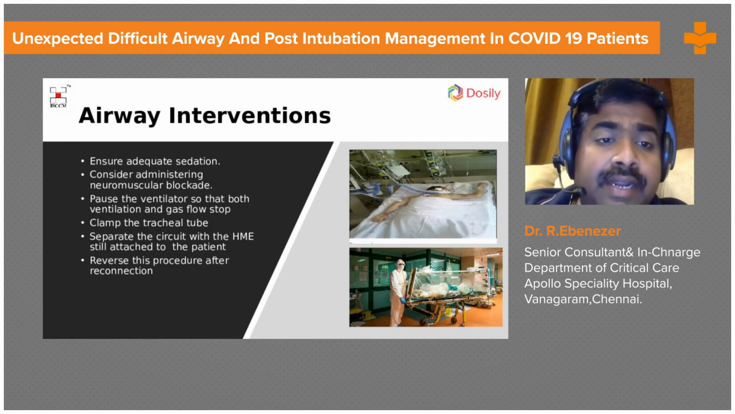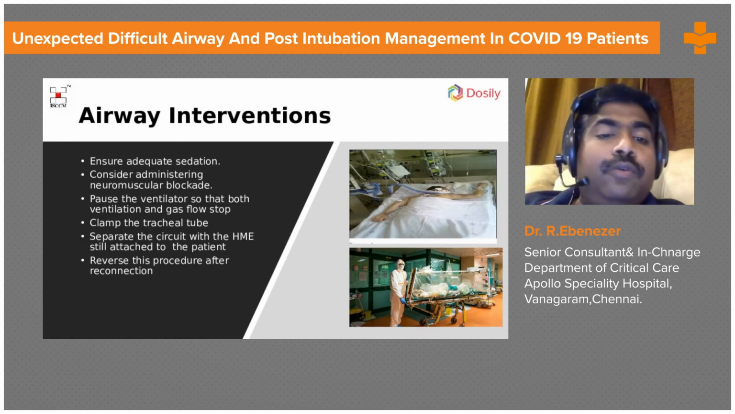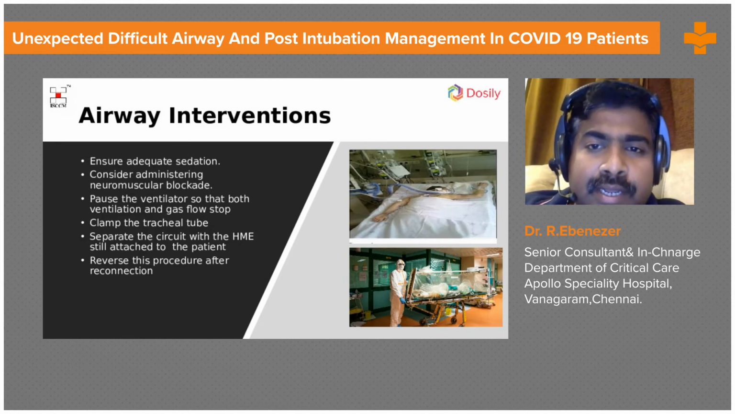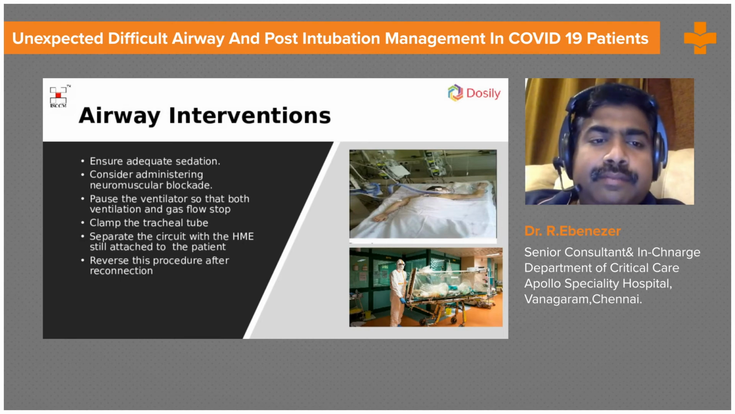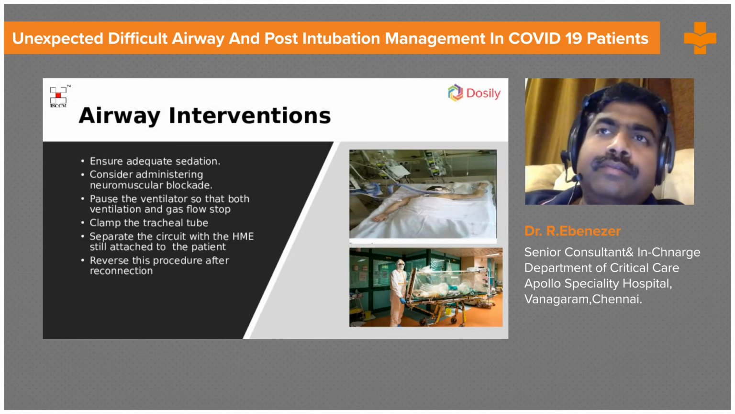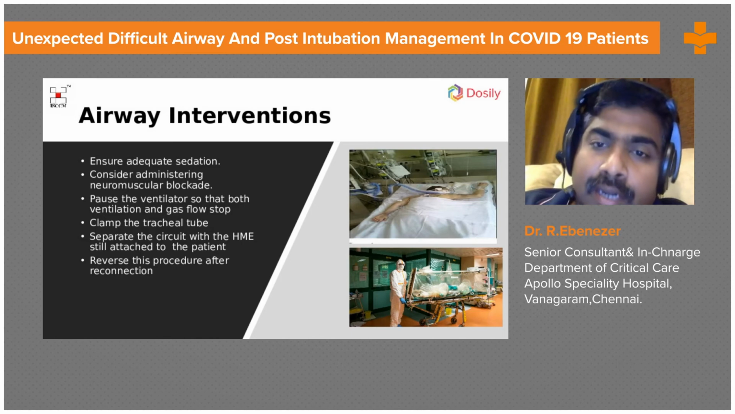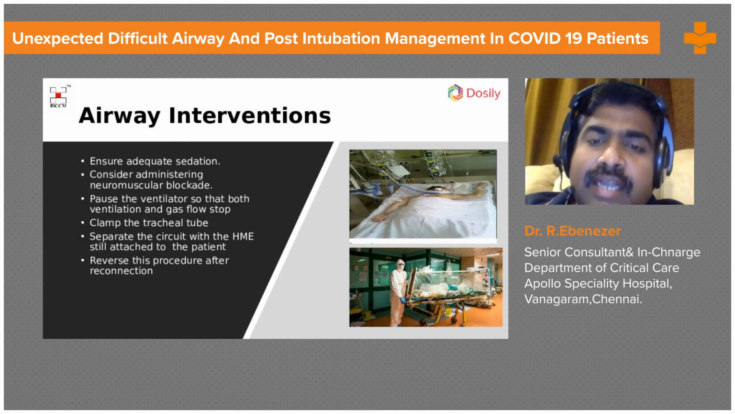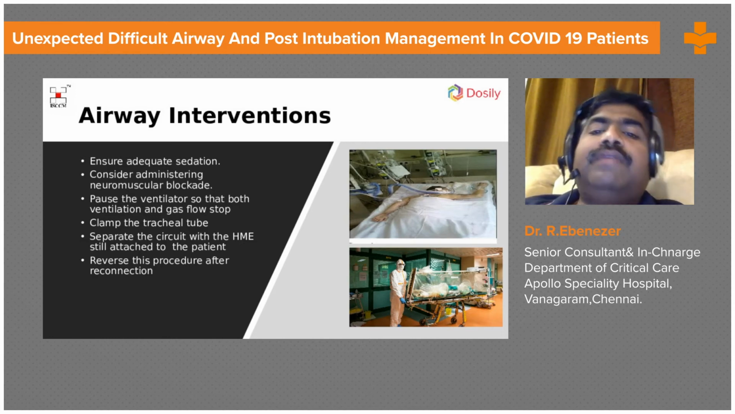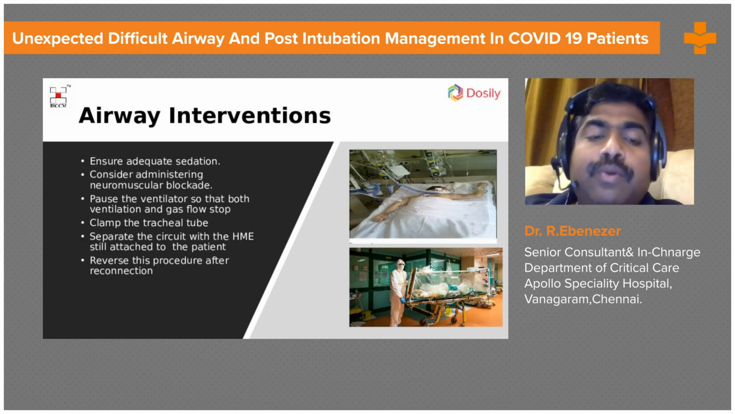You pause the ventilator so that both the ventilation and gas flow will stop. Use the tracheal clamp; you clamp the tracheal tube. Each and every point is important. Ensure adequate sedation. Consider administering neuromuscular block. Pause the ventilator so that both ventilation and gas flow stop. Clamp the tracheal tube. Separate the circuit with the HME still attached to the patient. Very important: separate the circuit with the HME still attached to the patient, and you have to reverse this procedure after reconnection. So this is how you have to go ahead.